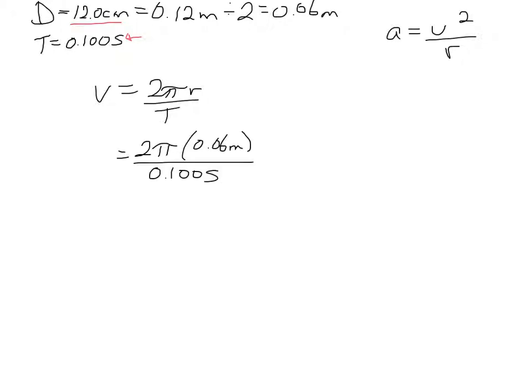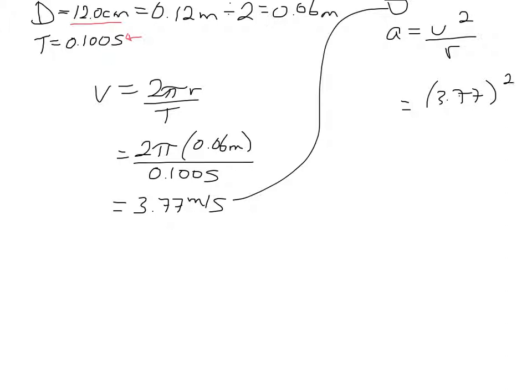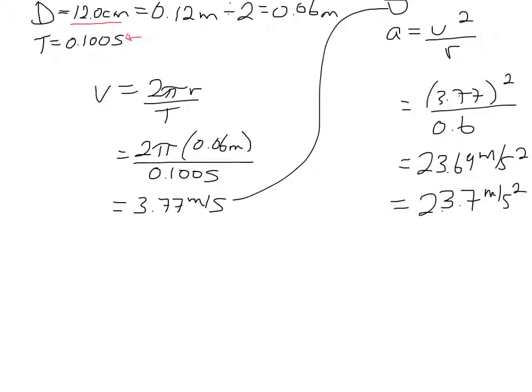So if we put in all of our numbers there, we have 2 pi times 0.06 divided by 0.1, which gets us a velocity of 3.77 meters per second. Now we have our v and we can put it in over here. So we have 3.77 squared, and we divide that by our radius, which is 0.06, and we'll get an answer of 23.69 meters per second squared, which we need to change to 23.7 meters per second squared for significant digits.